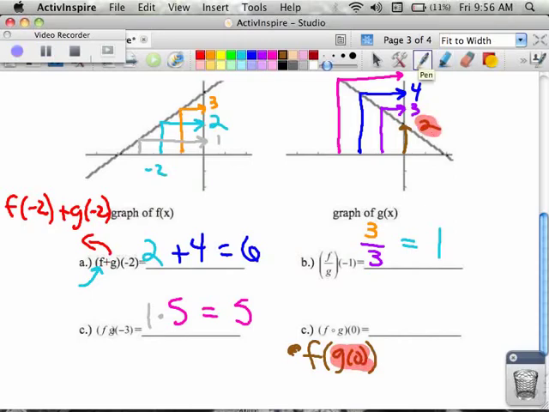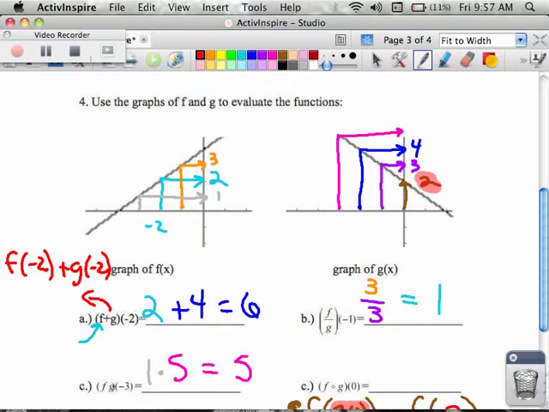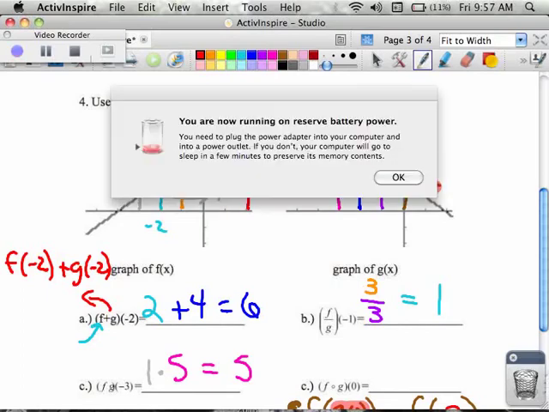So now, what I'm going to do is I'm really going to write this as, instead of writing f of g of 0, I really want f of 2. So I go look at the f graph, and I go to 2, and this is kind of annoying, but it would be over here somewhere. So you find f of 2.